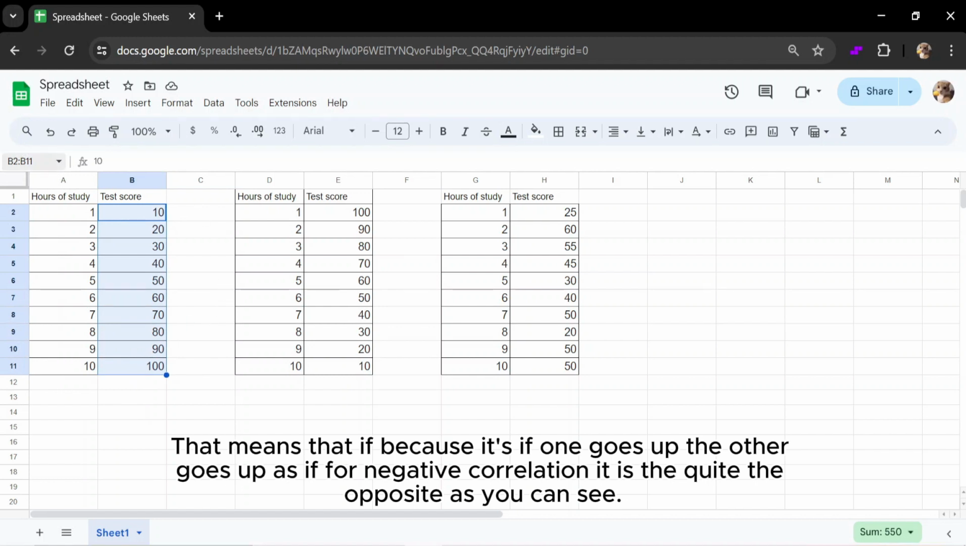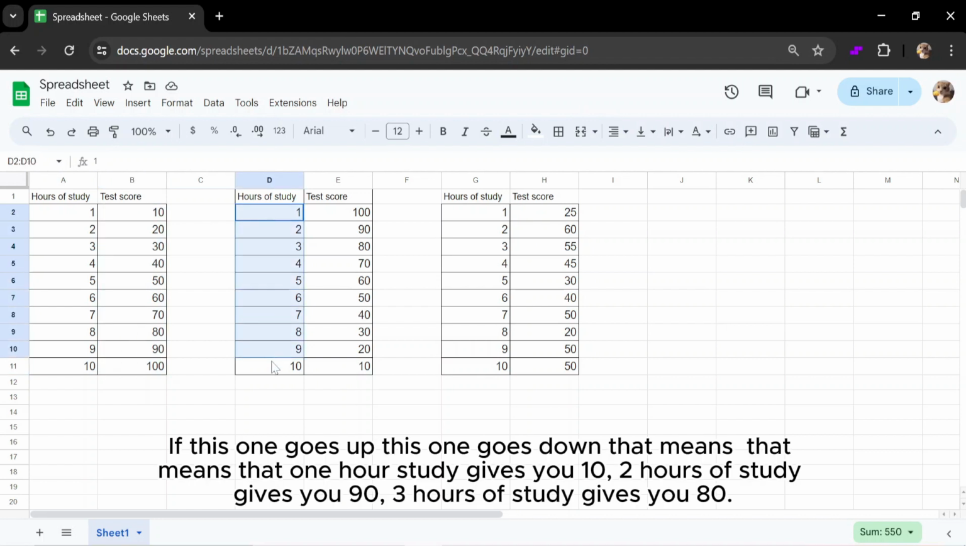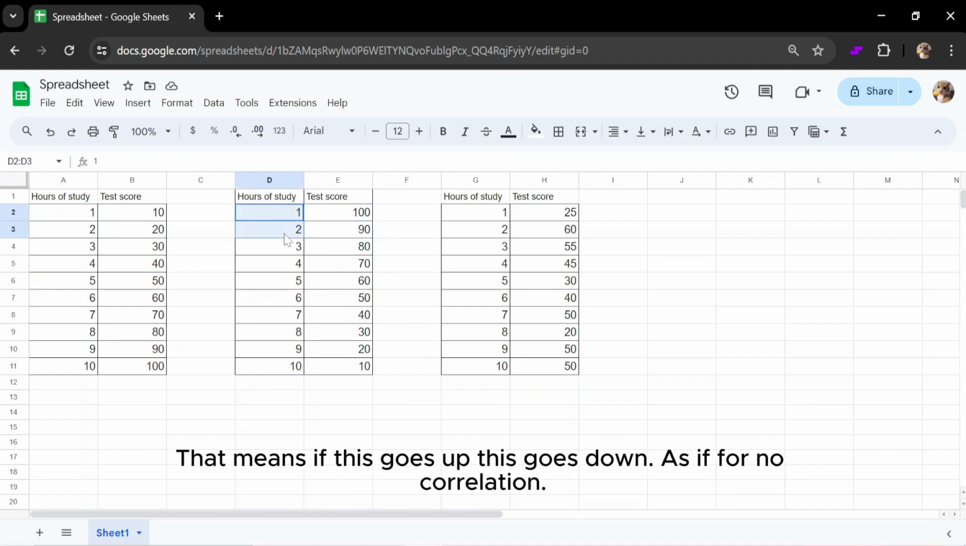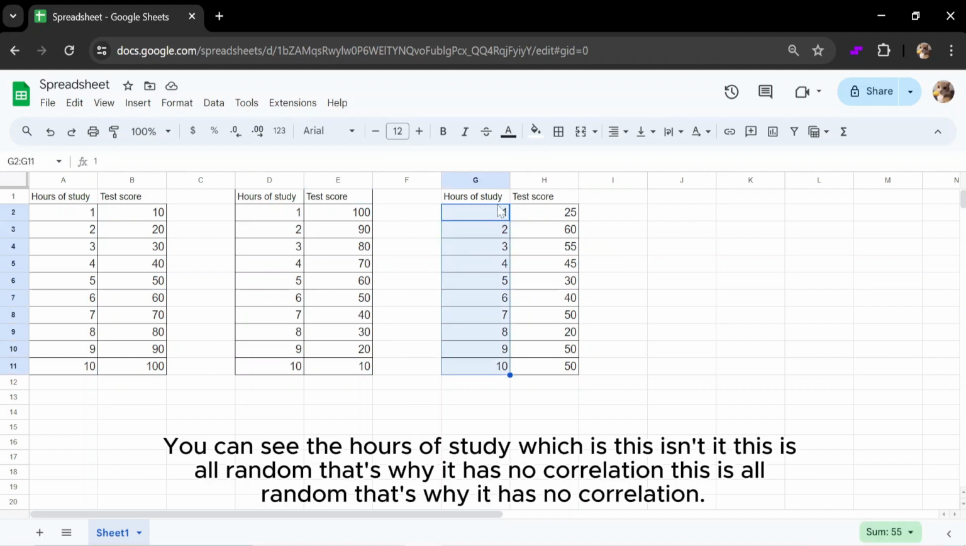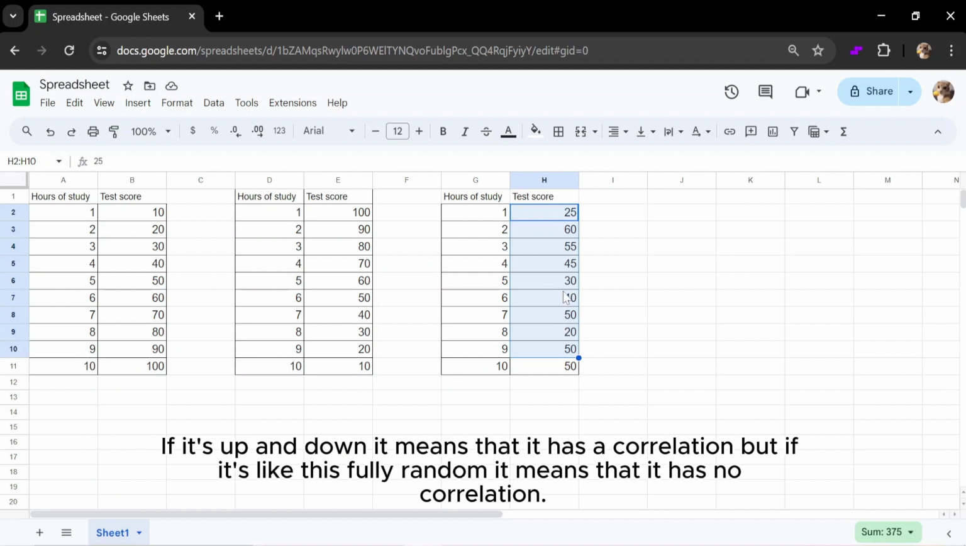As for negative correlation, it is quite the opposite. As you can see, if this one goes up, this one goes down. That means that 1 hour of study gives you 100, 2 hours of study gives you 90. That means if this goes up, this goes down. As for no correlation, you can see the hours of study, which is this. This is all random. That's why it has no correlation. If it goes up or down in a pattern, it means that it has a correlation. But if it's fully random like this, it means that it has no correlation.